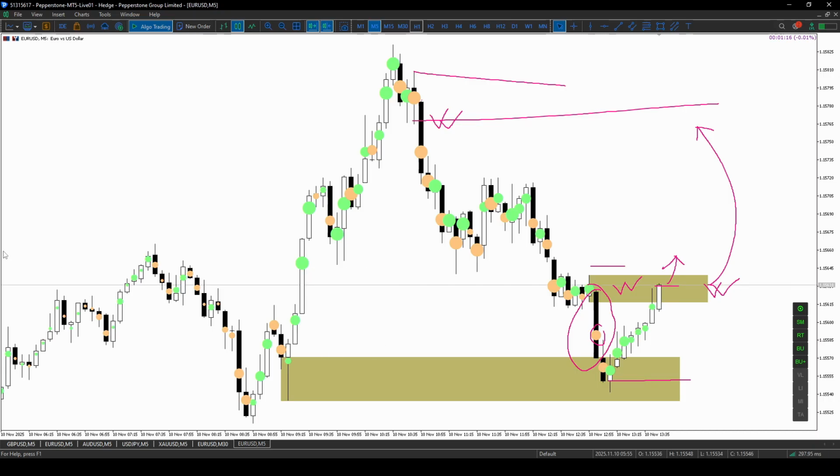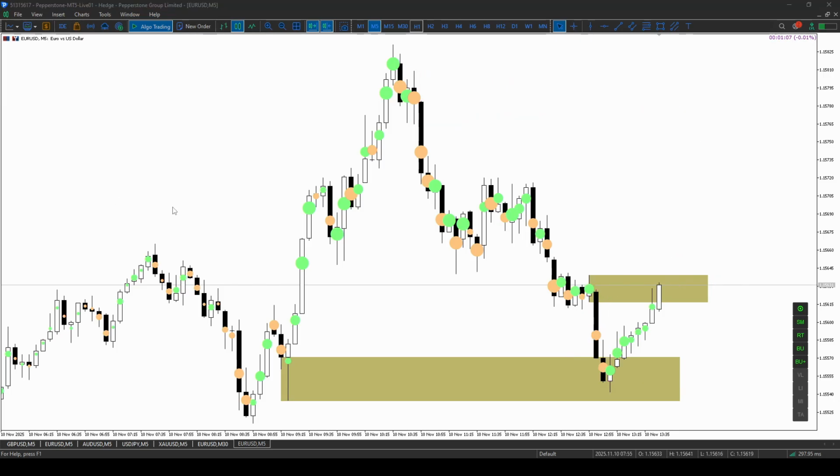I hope you guys understand how to use the smart volume box and how to use smart volume activity. Just find the zone properly, use the volume properly, and repeat the process every single day. Repeat the process, manage the risk. Okay, so let's see.